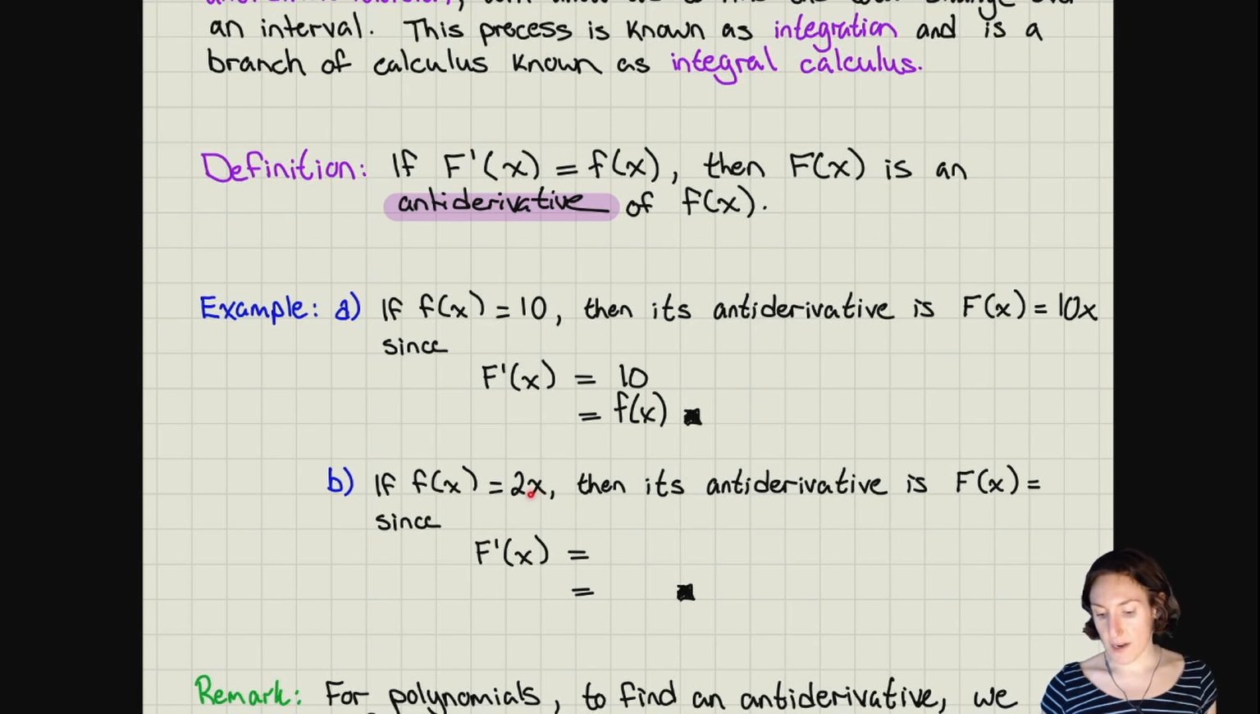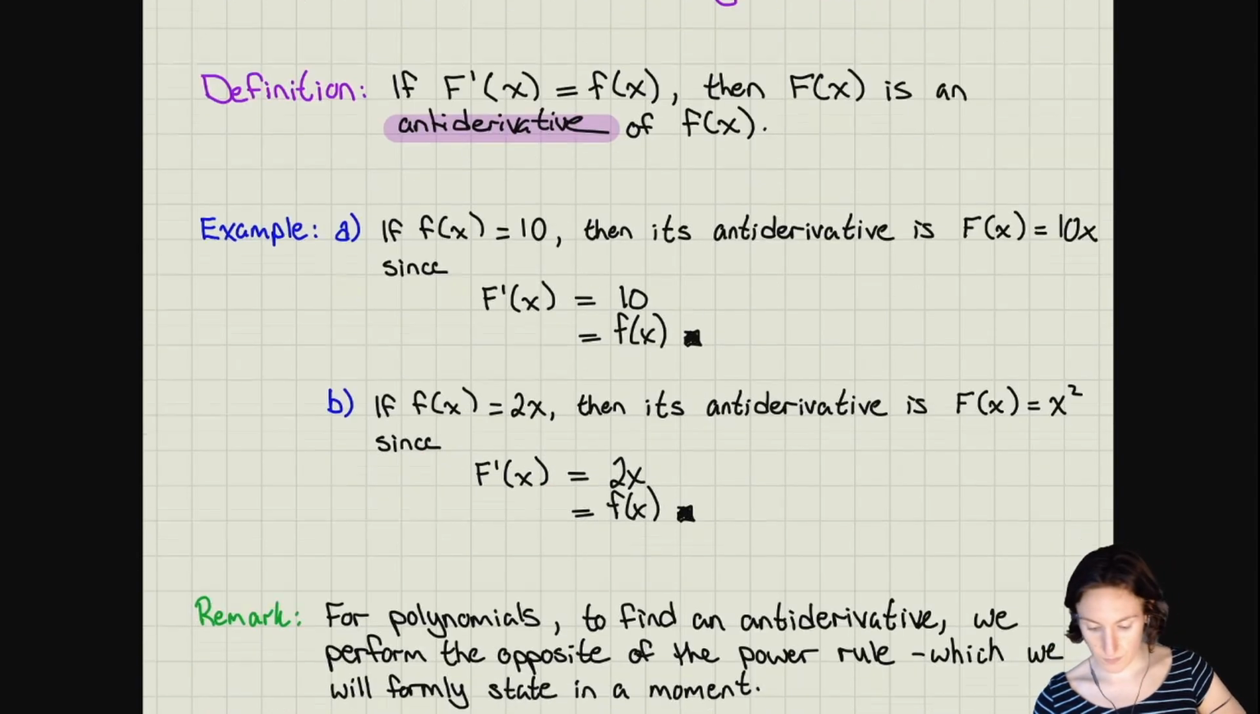If we had, say, 2x, for example, what function, if we differentiate it, gives us 2x? Well, it would be x squared. It's the reverse power rule. And a mental check: if I take the derivative of this x squared by the power rule, I get 2x, which is the same as little f, so I know that that's an antiderivative.